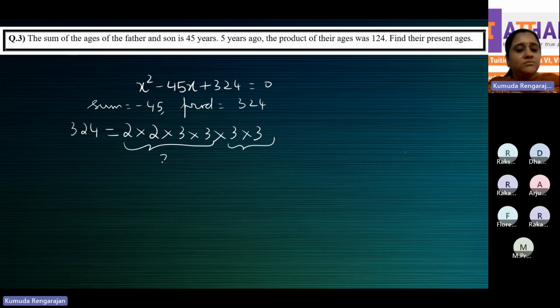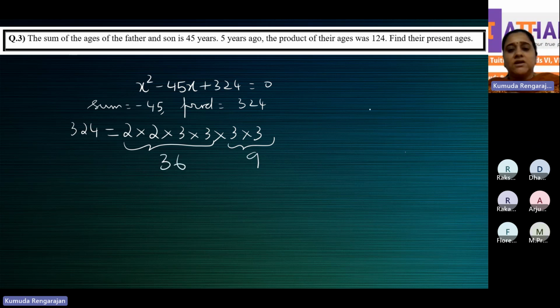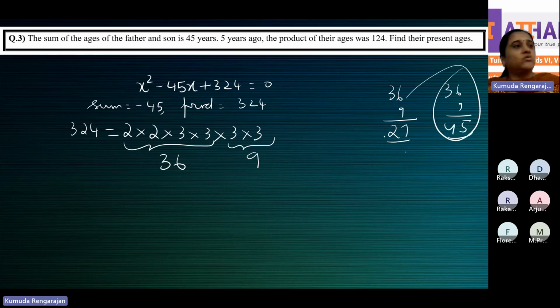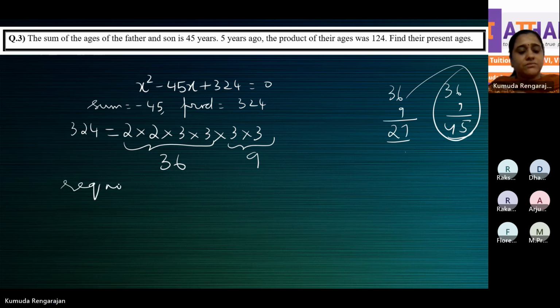So like this, you get 9 for the 36 and 9. Now 36 and 9: when you subtract, what do you get? 27. When you add, you get 45. Yeah, we got it. So these are the two numbers. The required numbers are 36 and 9.